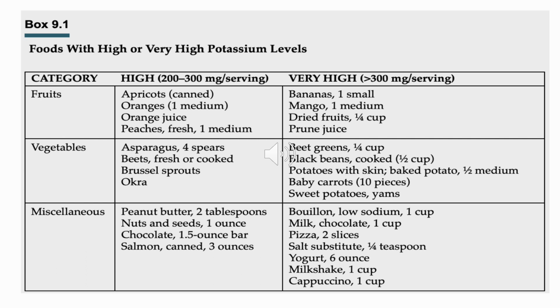Some other vegetables that even contain higher amounts of potassium are beets, black beans, potatoes with the skins, baby carrots, and sweet potatoes. Some other miscellaneous foods would be peanut butter, nuts and seeds, chocolate, and salmon, even the canned salmon.